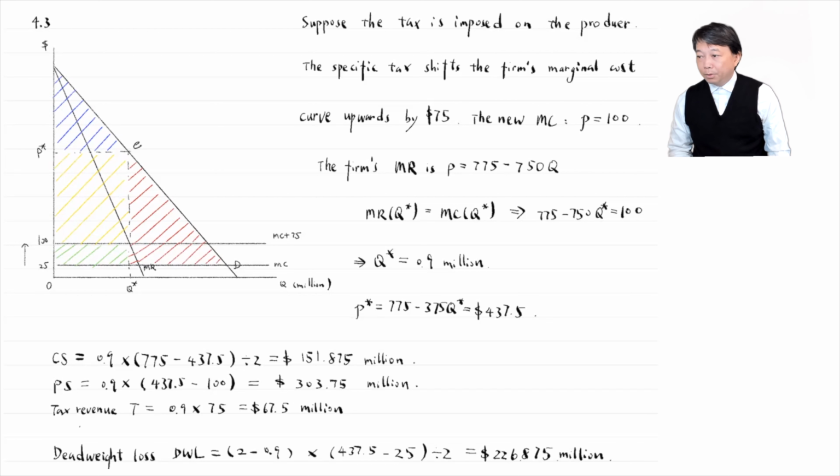The above is assuming the tax is imposed on the producer. If we assume the tax is applied to the consumers, it shifts the inverse demand curve downwards by the amount of the tax. We can obtain the same result.